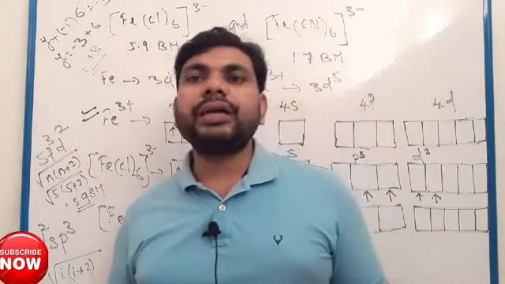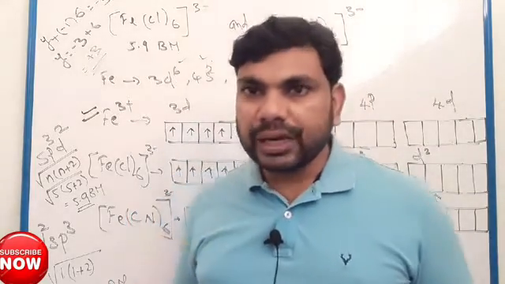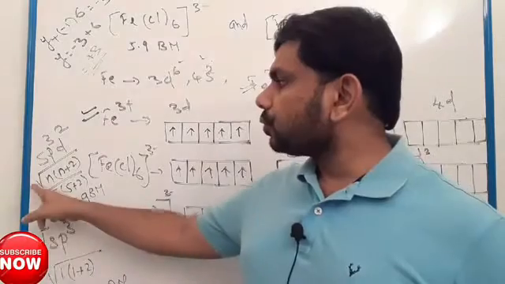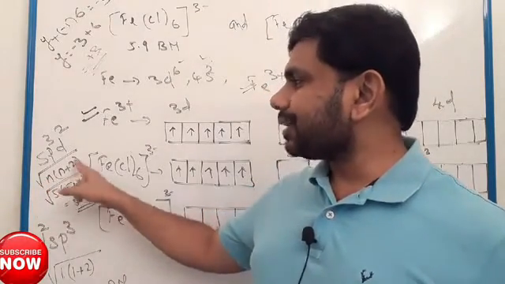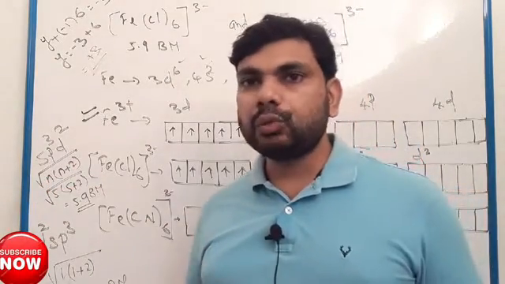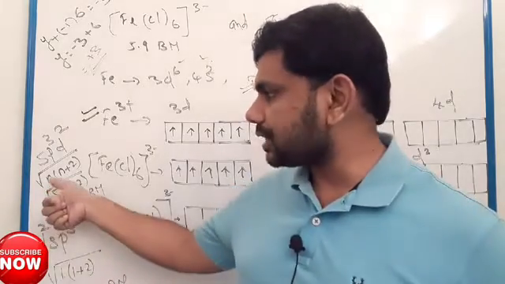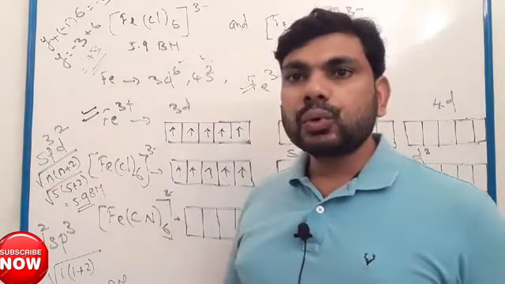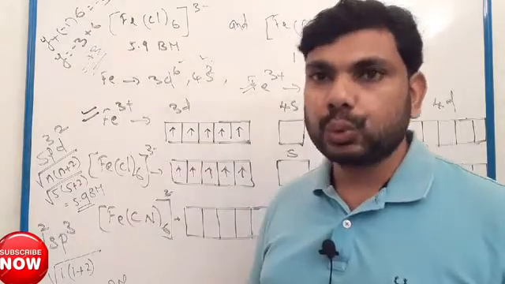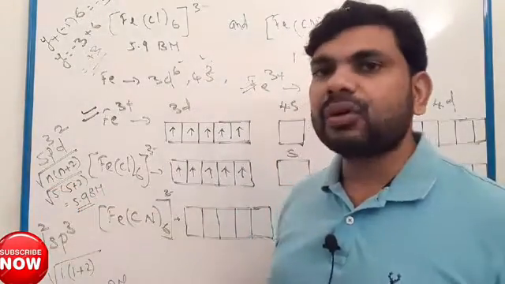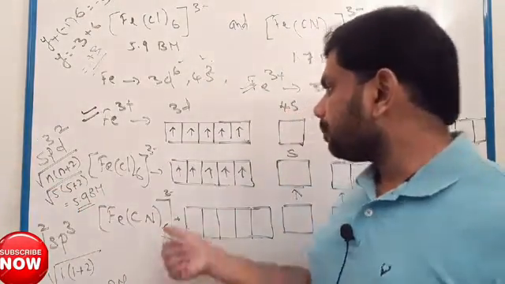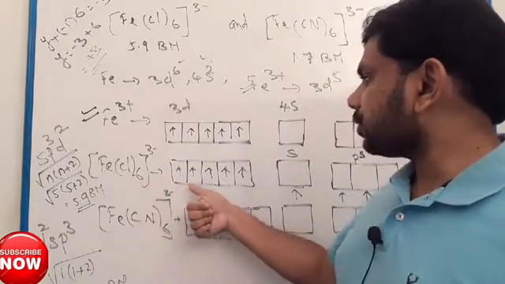We know how to find magnetic moment. Magnetic moment equal to root of n into n plus 2. This is the formula. Here n means number of unpaired electron. This is the first coordination compound.